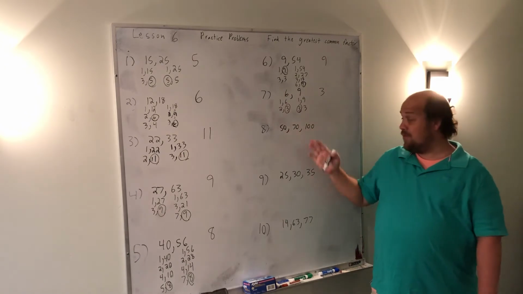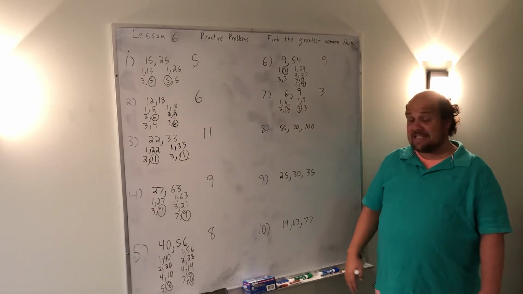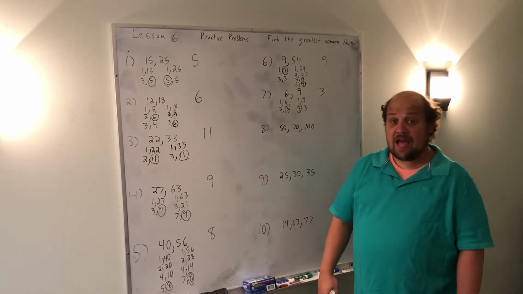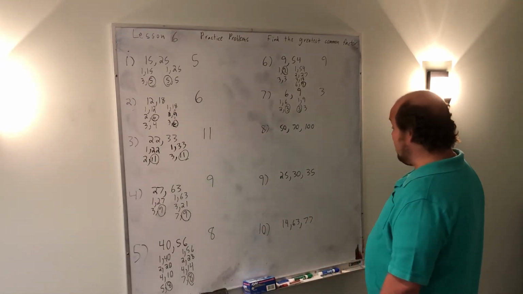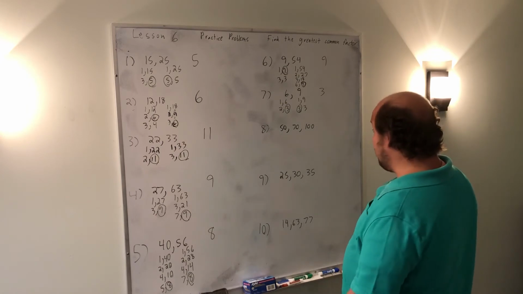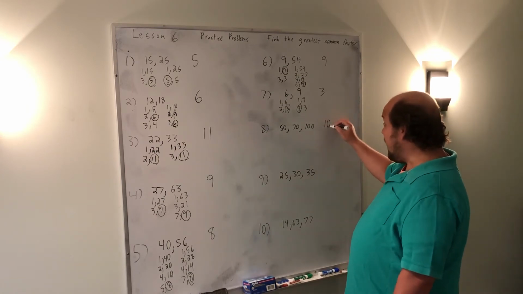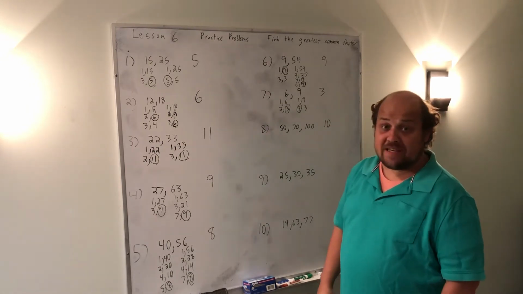In this problem, when I look at 50, 70, and 100, I see they all end in zeros. I might just be able to jump right to the conclusion, hey, 10 goes into all of them. Is there any multiple of 10 that's bigger that goes into all of them? There isn't. So it's possible you can jump to one of these and get right to 10.